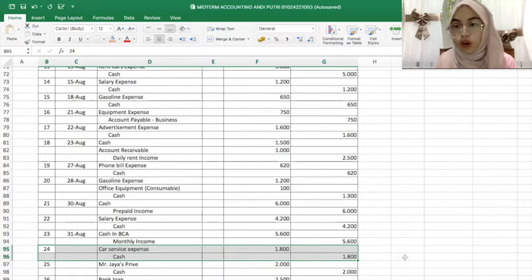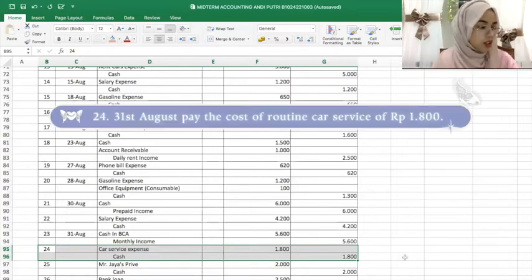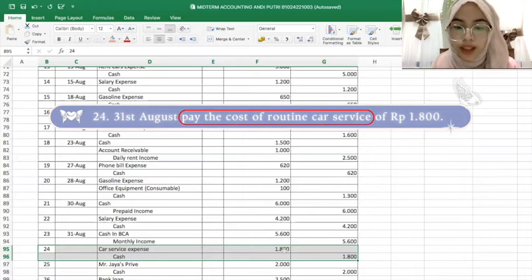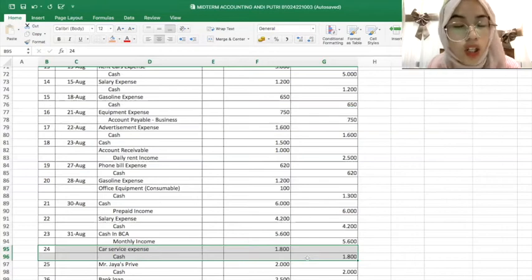For the 24th transaction, which is still on the 31st August, it is said that they pay the cost of routine car service for 1,800 rupiah. So there are car service expense and cash. The expense is 1,800 on the debit side because expense is on a debit side, and cash is decreasing because we use the cash. It will be on the credit for 1,800 rupiah.